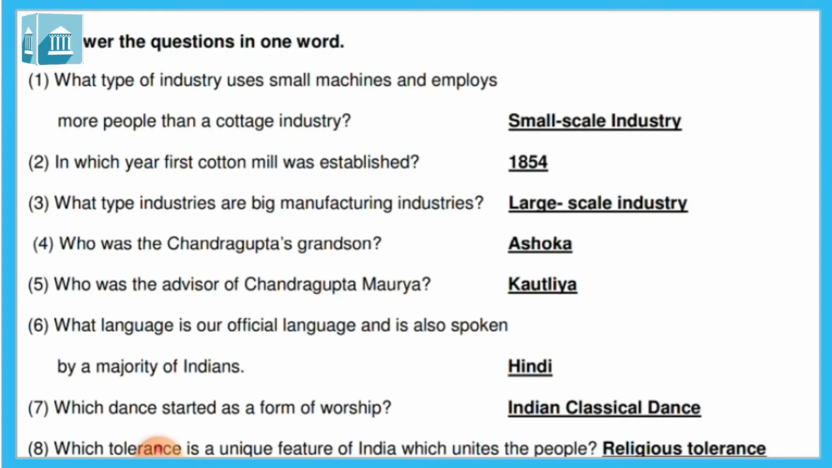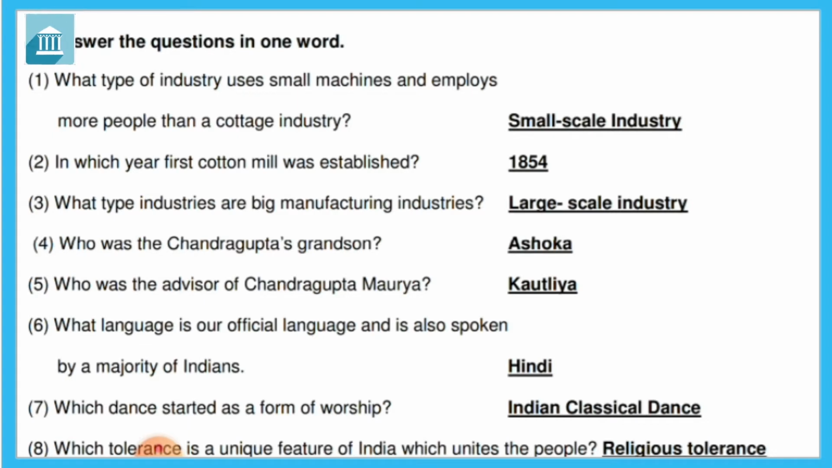Second, in which year was the first cotton mill established? So the year 1854. Cotton industry is the oldest industry in India, right? So when did it start? 1854.